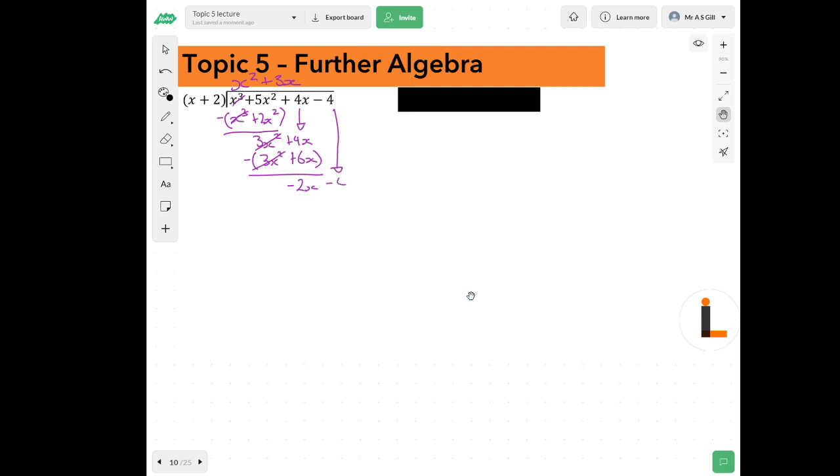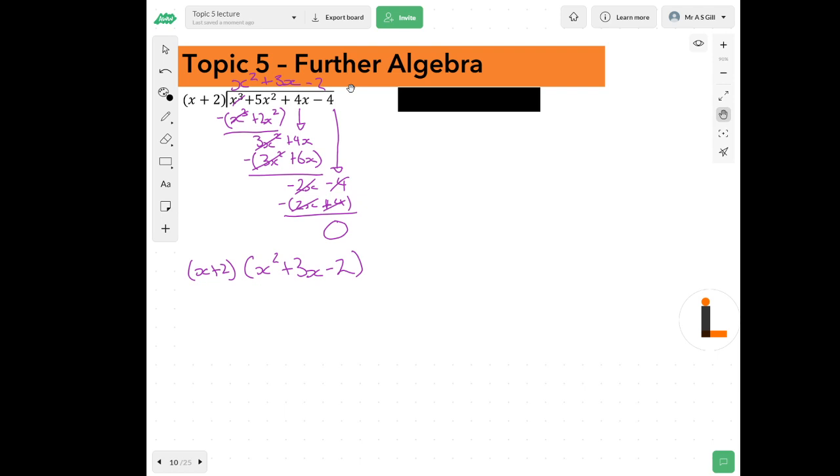Bring the minus 4 down. To get from x plus 2 to minus 2x minus 4, we multiply by minus 2. So we're going to get minus 2x plus 4. These are all going to cancel. So we're left with a remainder of 0. So we know that this cubic we started off with can factorize once into x plus 2 and x squared plus 3x minus 2. So we get x plus 2, x squared plus 3x minus 2.